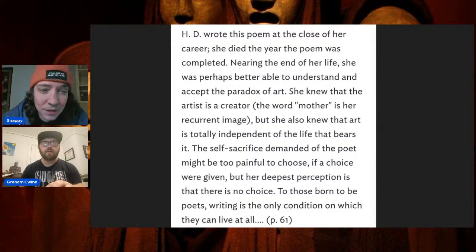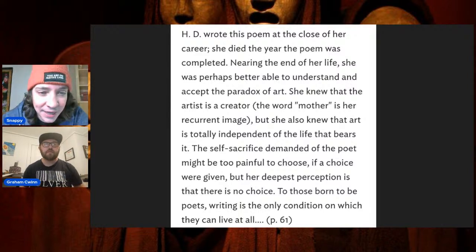HD wrote this poem at the close of her career. She died the year the poem was completed, nearing the end of her life. She was perhaps better able to understand and accept the paradox of art. She knew that the artist is a creator. The word mother is her recurrent image. But she also knew that art is totally independent of the life that bears it.